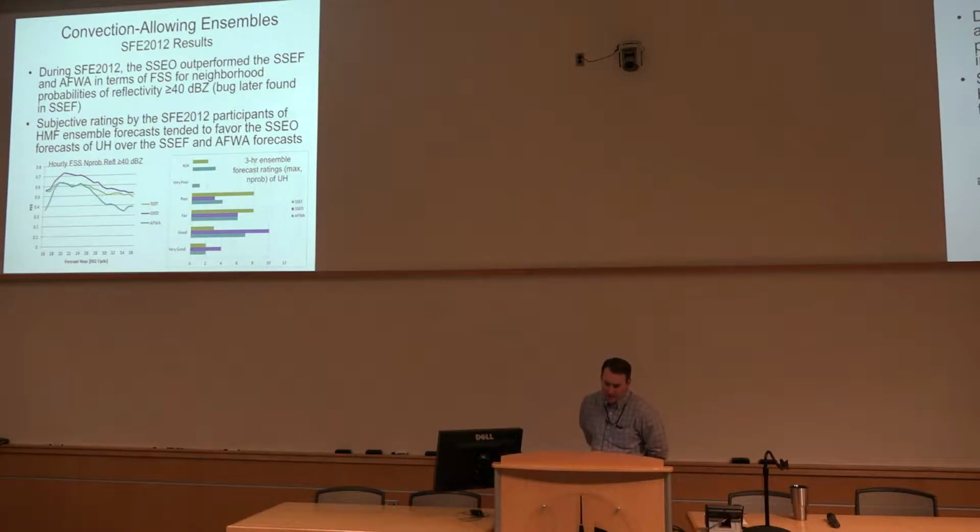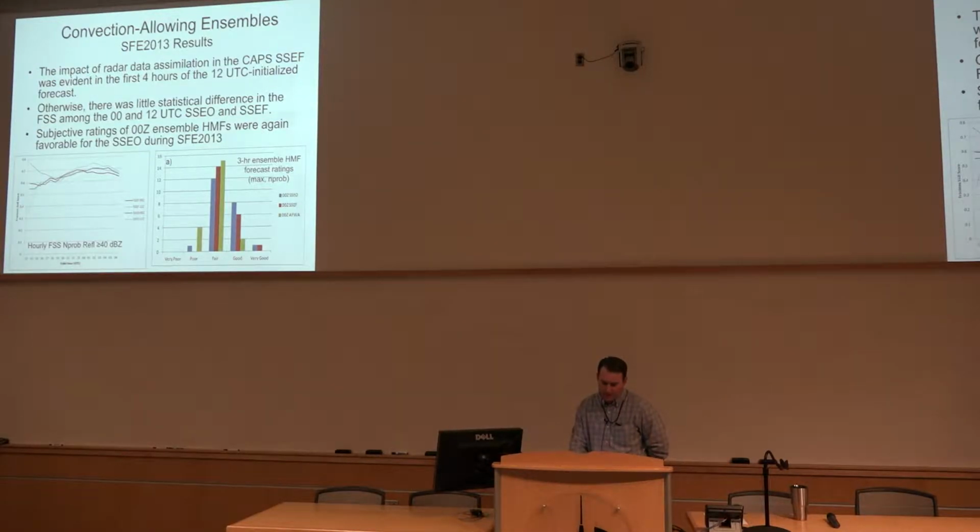This is 2012. We saw basically similar things. We looked at reflectivity forecasts, UH forecasts, and it did pretty well. In 2013, the CAPS system was improved, and so they're roughly on the same field. You can see the dashed red line here is the ensemble that had radar data assimilation, so you can see the positive impact of getting storms right early on and then sort of evening out over time.